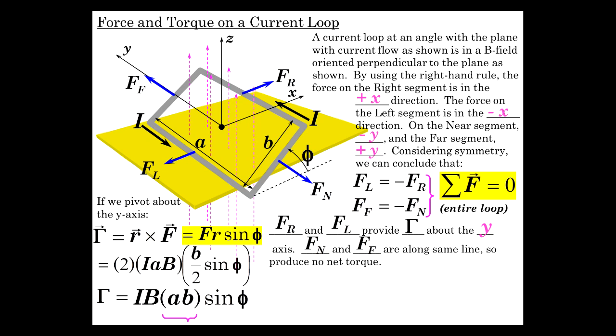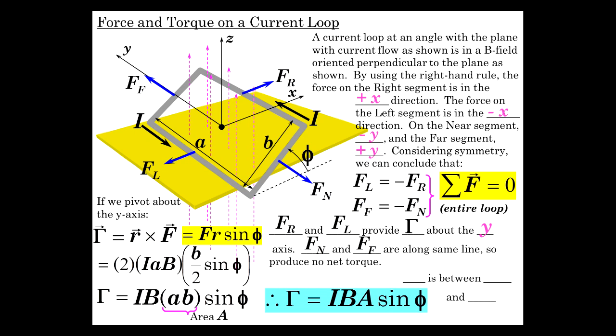Now torque, I B A b sine of phi, just rearranging it. Well, look at that. A times b, that's just the area of the loop. Therefore, we can summarize: the torque is I B A sine of phi. The torque is proportional to the current, makes sense. Proportional to the B field, makes sense. Now we don't have the lengths of the sides of the loop shown, but it's the area of the loop. So that's a really important and useful result.